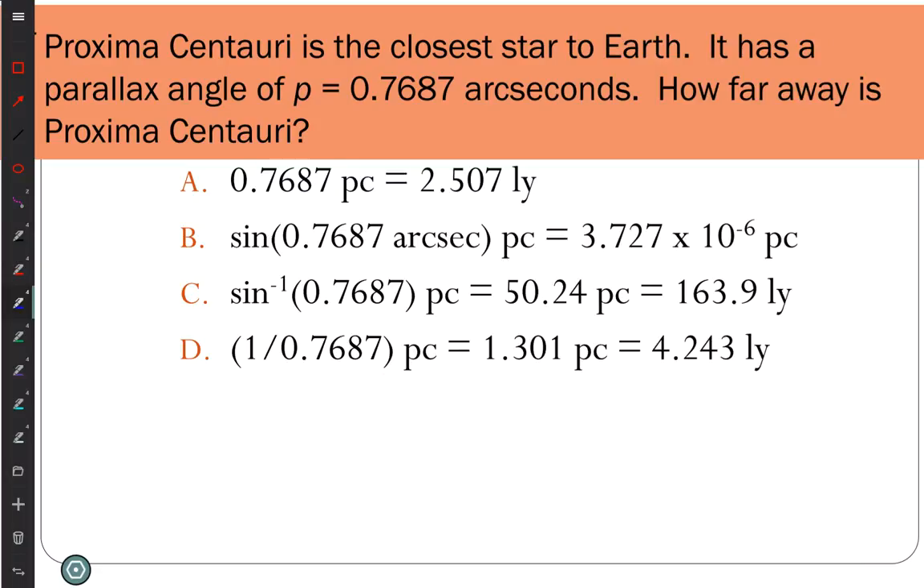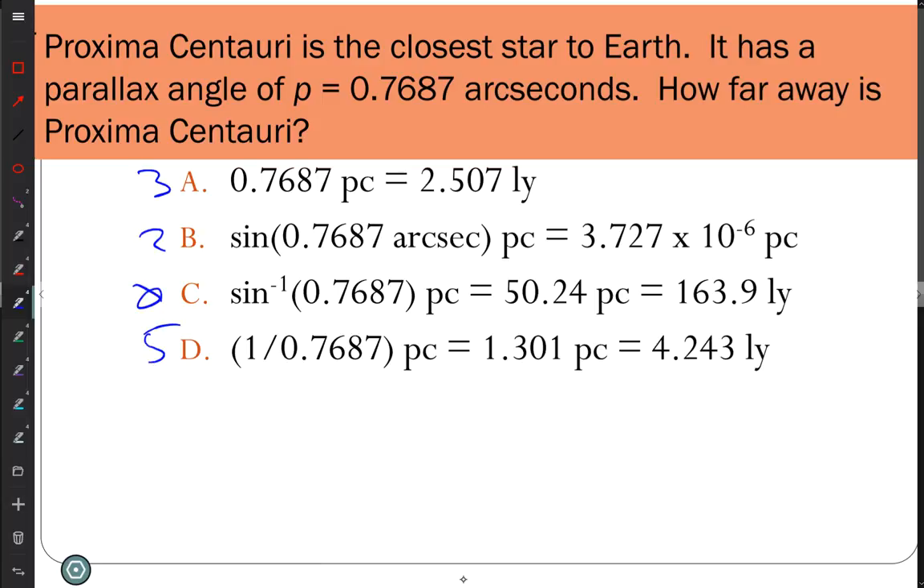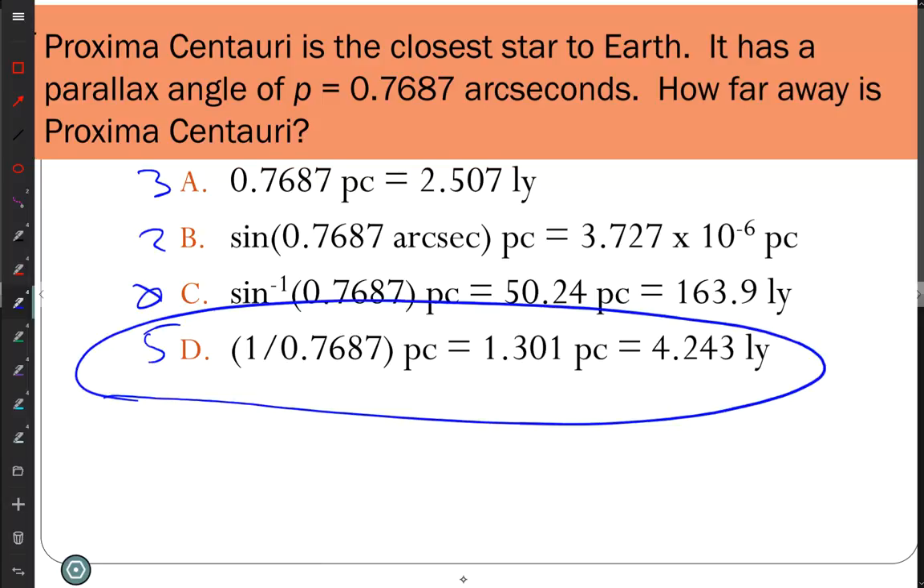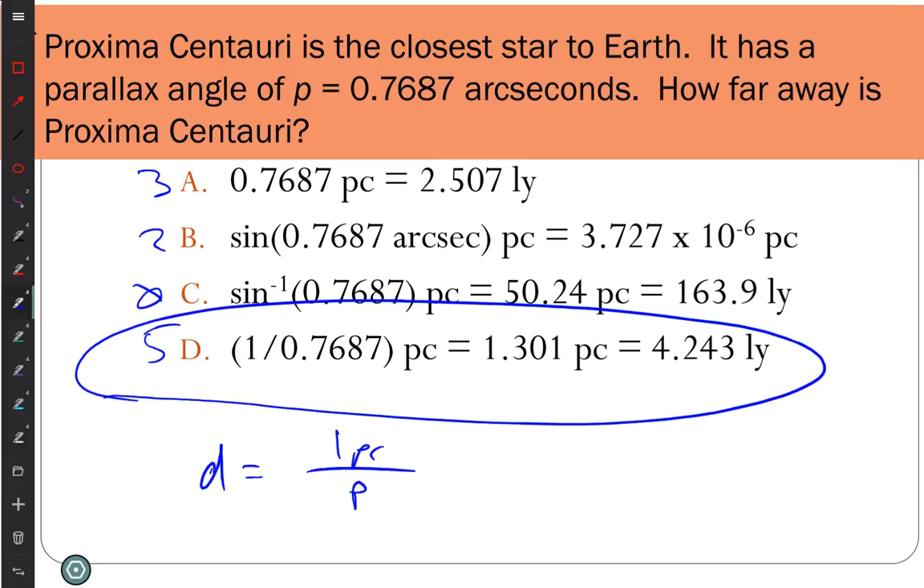Okay, Max. All right, because we're out of time, we had a variety of answers. This one here was the correct answer because the distance is 1 parsec divided by that parallax angle. So it's just 1 divided by the angle of 0.7687, in units of parsecs.